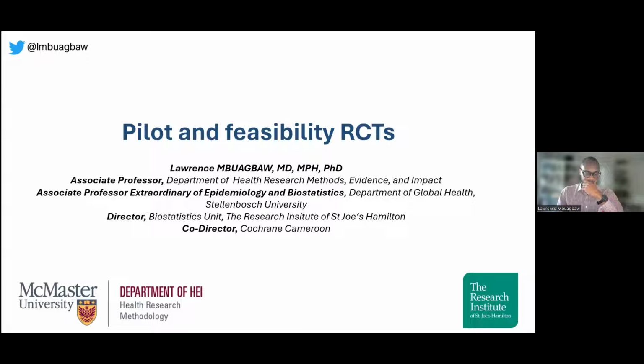So this is our fourth rounds, and today we welcome Dr. Lawrence Mbuagbaw, who is an associate professor at McMaster University, where he teaches courses in biostats and randomized trials. He's also an associate professor extraordinary of epidemiology and biostatistics at Stellenbosch University, which I understand is in South Africa, and research methods scientist in the Research Institute of St. Joseph's Healthcare Hamilton, where he provides methodological and statistical support for other researchers as the director of the Biostatistics Unit. And this includes research questions, formulation, study design, data analysis, and reporting, exactly what we're here for.